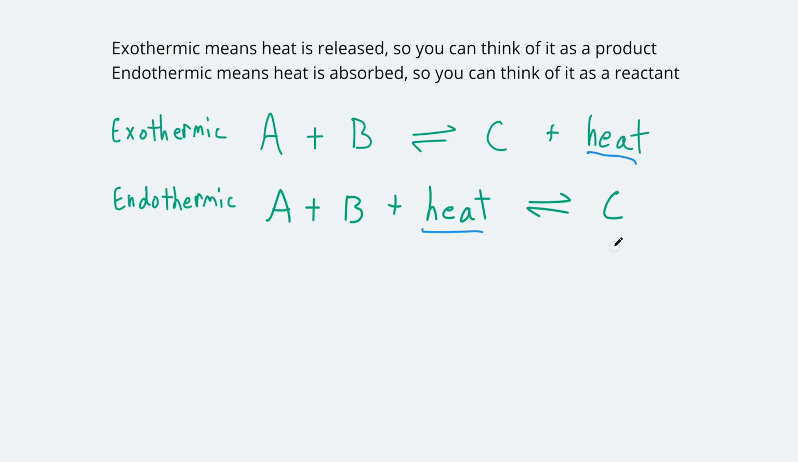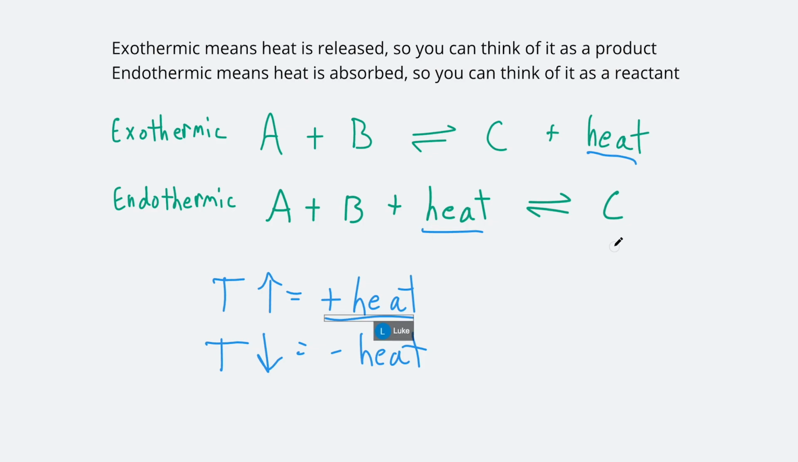And now all you have to do is apply this to situations where they are saying that the temperature is changing. If they say that the temperature is going up, then all you need to do is think about that as an addition of heat. So if temperature goes up, that's basically adding heat. And then if temperature goes down, that is basically subtracting heat. And then all you need to do is think about heat as that product or reactant, and then apply either the addition or subtraction of heat, and then go through your normal thought process about equilibrium.